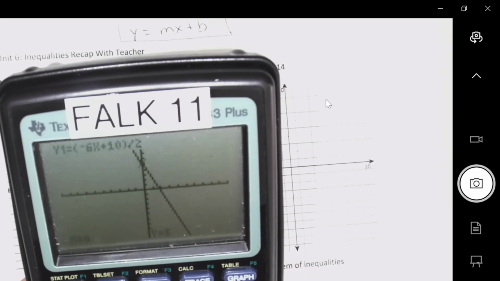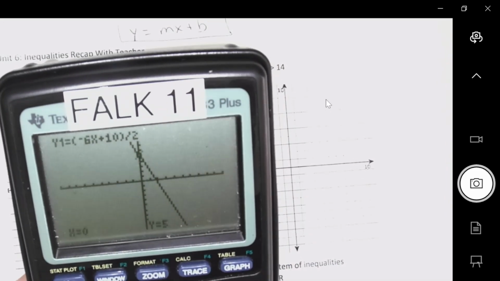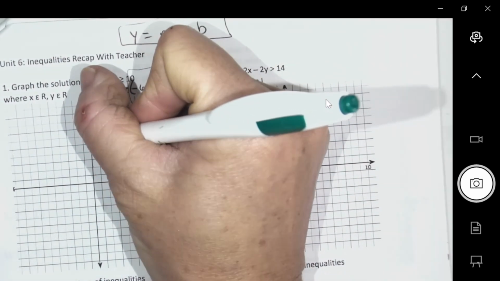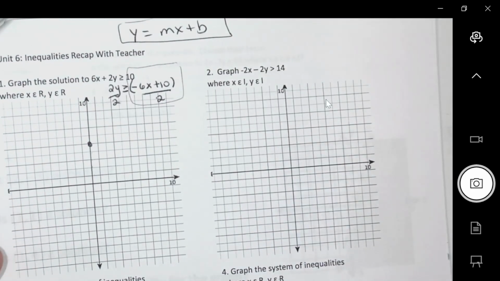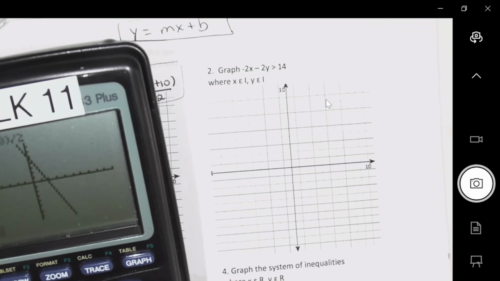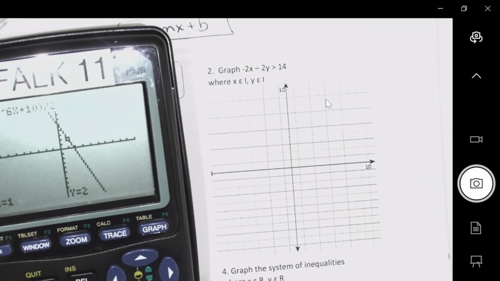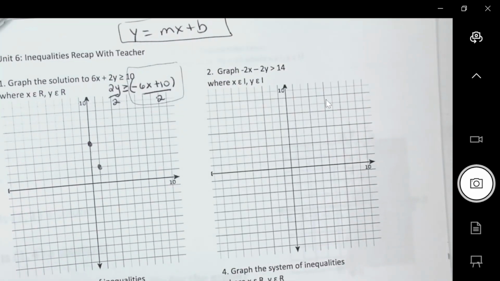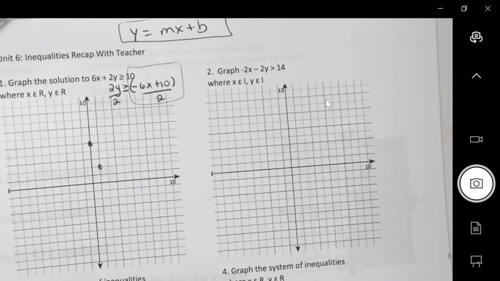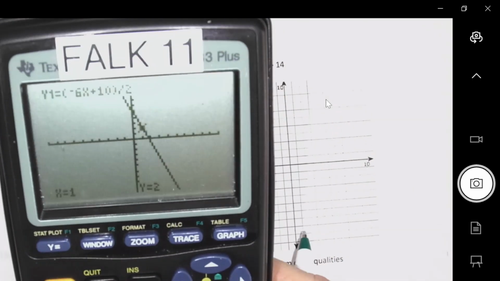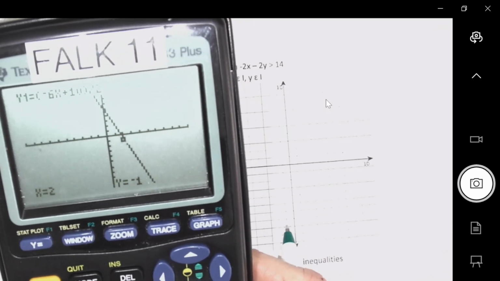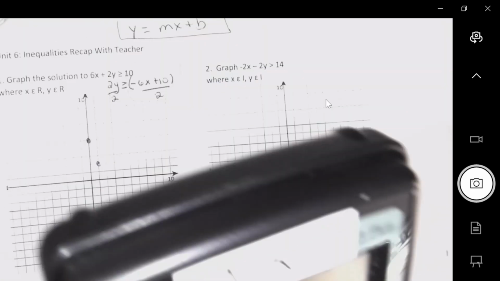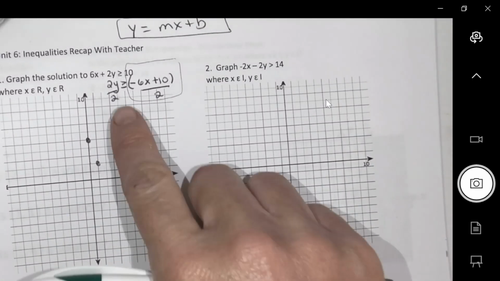Okay, I'm going to hit the trace so I can find a few points. So 0, 5. And 1, 2 is another point. So that I found using the trace, and I can tell my mouse to move to a few spots. Okay, now what do I do with this line?